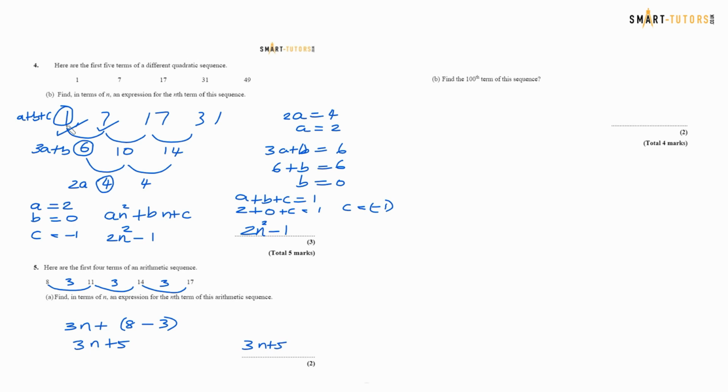Find the 100th term of this sequence. So when n equals 100, the nth term is 3n plus 5, all you want to do is substitution. 3 times 100 plus 5. So the answer is 305. 305 is the final answer for question number 5.